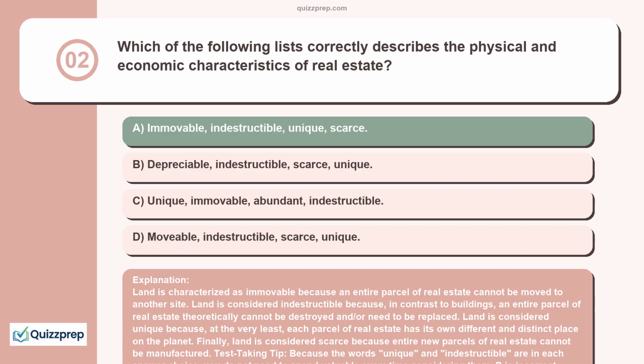Despite there being a lot of land, land is considered scarce as brand new parcels of land cannot be created through human labor. D is incorrect. Land is not considered movable. While topsoil or even a building can be moved, an entire parcel of real estate cannot be moved to a new location.